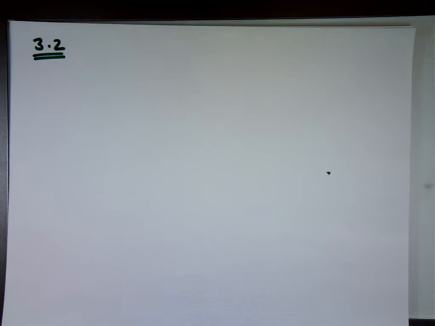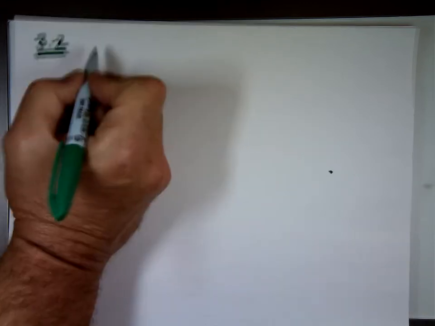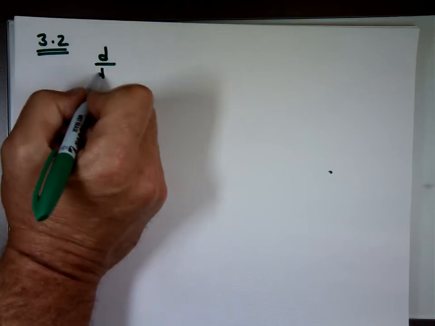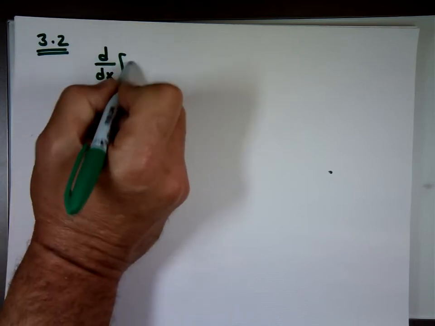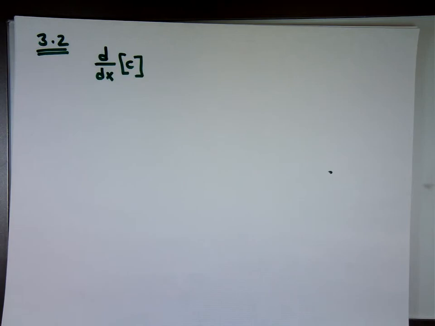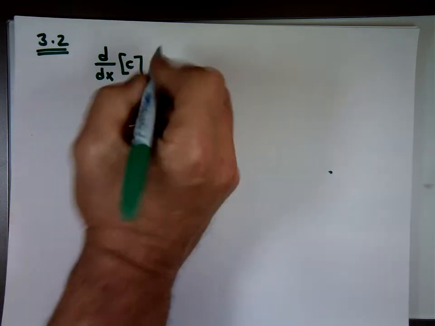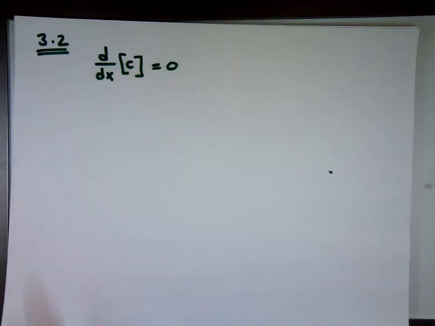Section 3.2. The first rule we're going to be looking at is the derivative of any constant, d dx of any constant, that's another way of writing the derivative, is always a zero. The derivative of any constant is a zero.